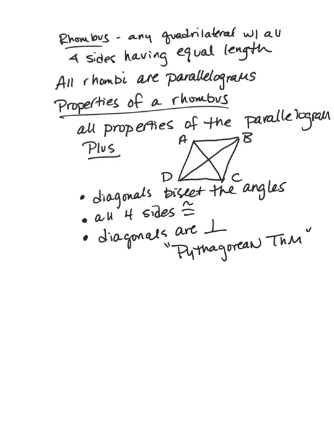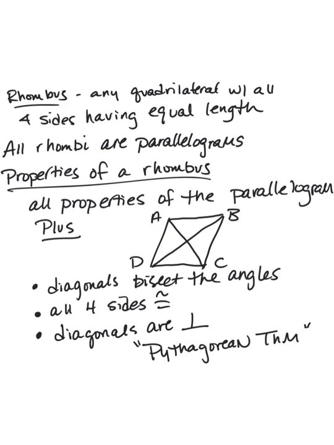The last shape that we have is the square. So let's look at a square. A square is both a rectangle and a rhombus. So everything's going to be true for a square.